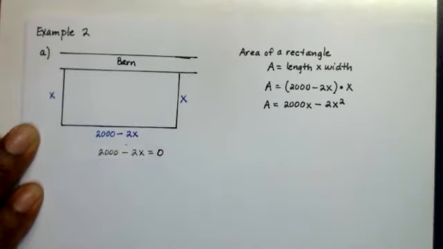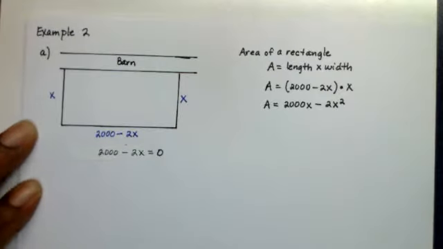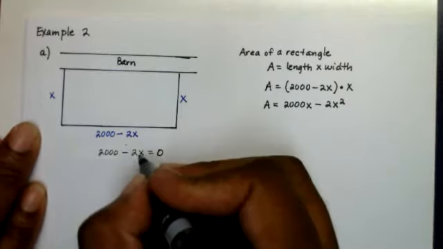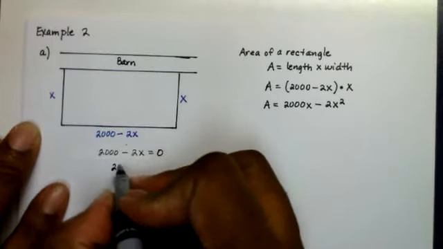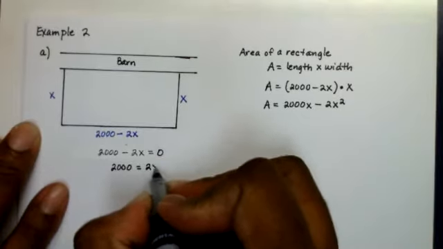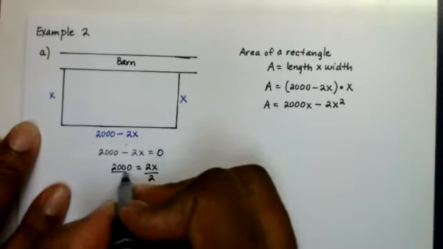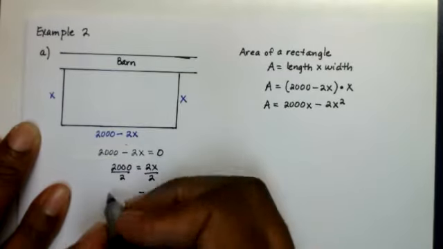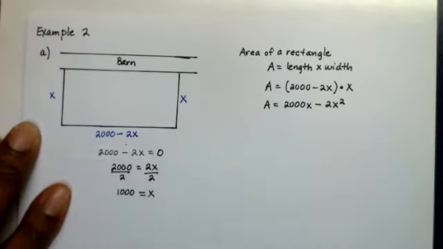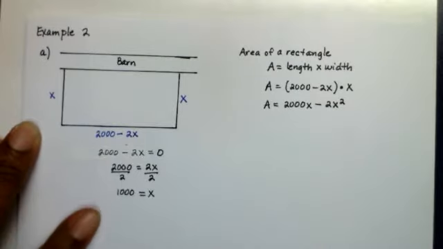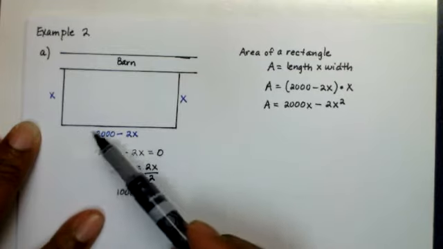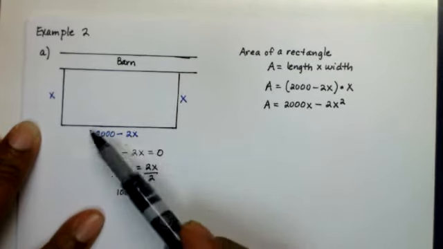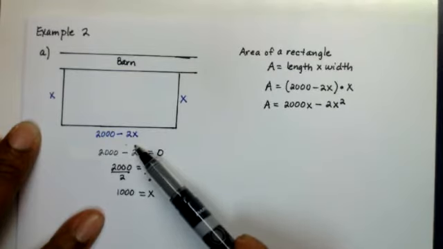Set that equal to 0 and find out the maximum length this could be. Okay, so if I move that minus 2x over to where the 0 is, this will be 2000 is equal to 2x. Then divide both sides by 2. X will be equal to 1000. So x can be no more than 1000. That's because if it's more than 1000, then this length, 2000 minus 2x, would be negative, and we can't have a negative length.